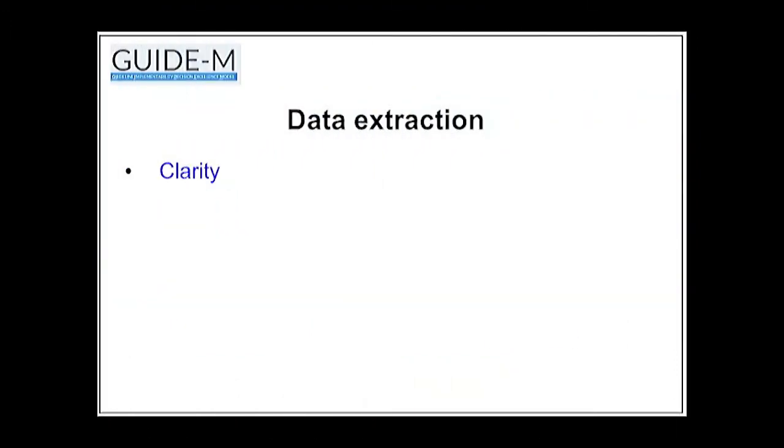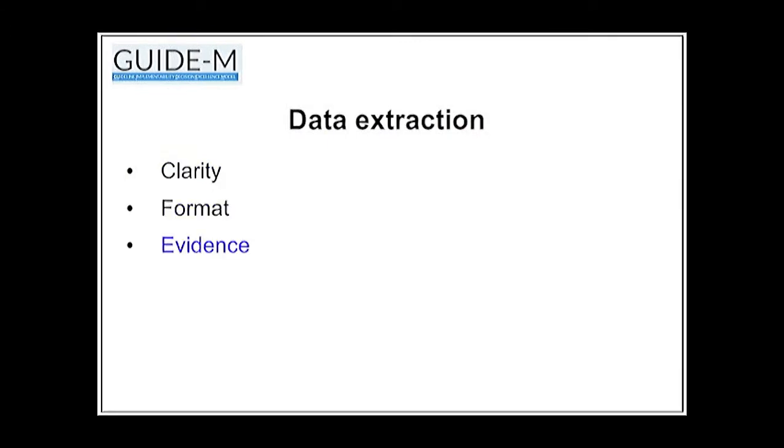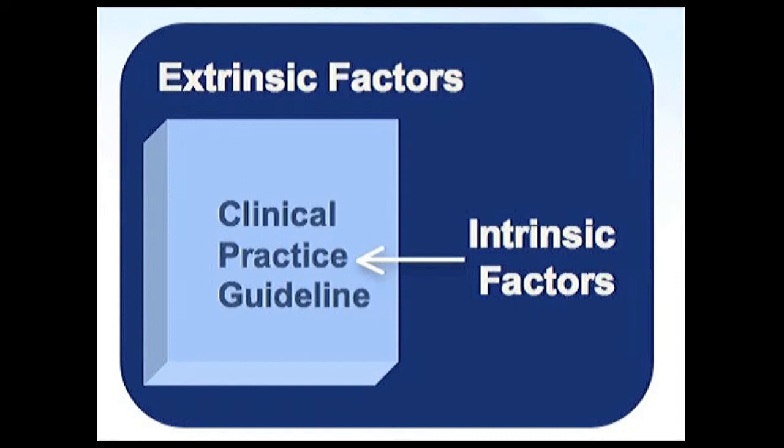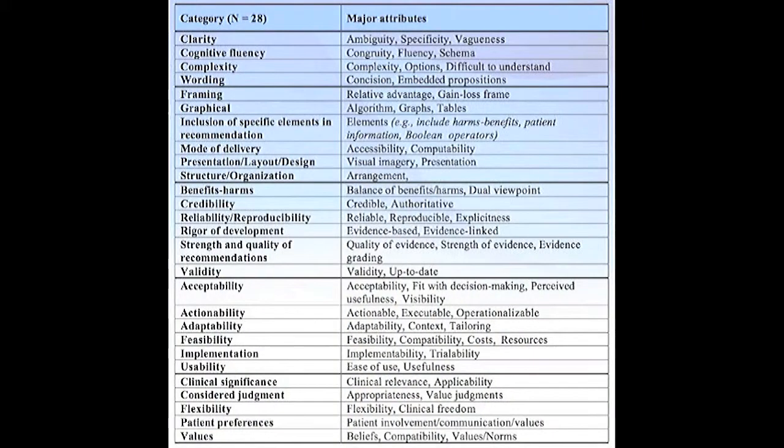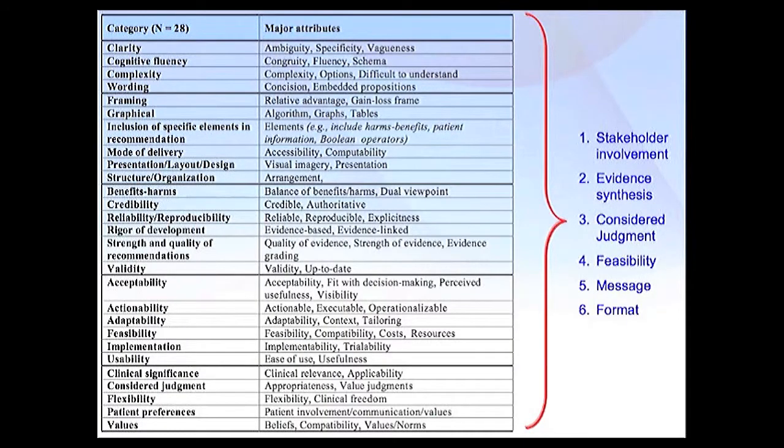We then extracted relevant outcomes data from these 367 articles, which represented guideline factors that affect their uptake. For example, characteristics such as clarity, format, and evidence. Of note, these characteristics of interest were intrinsic to the guideline itself and not extrinsic. So getting back to our data extraction, we found over 1,700 intrinsic guideline characteristics in total. Through various consensus meetings between our teams, these characteristics were then collapsed into 28 categories. Finally, we organized these 28 categories into 6 broad domains of guideline implementability.